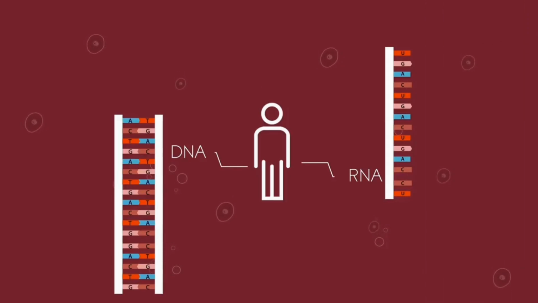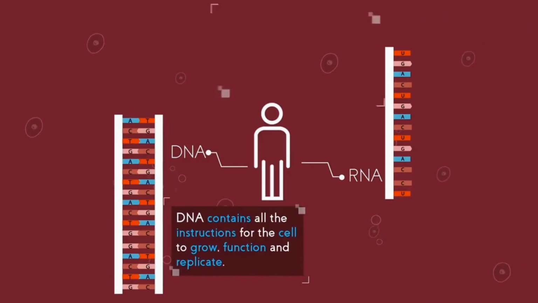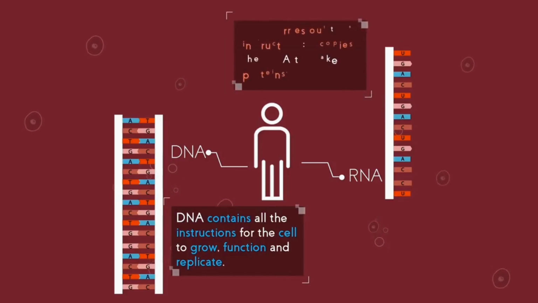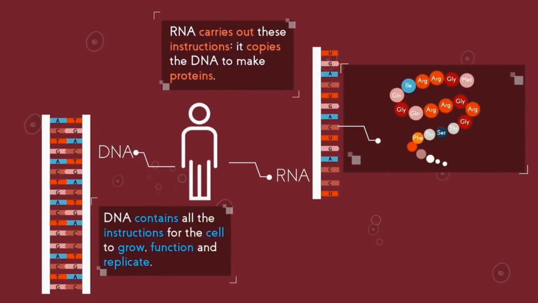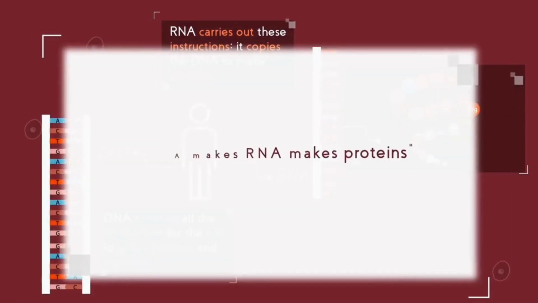We have both DNA and RNA in our bodies. We need them both. DNA is the blueprint. It contains all of the instructions for the cell to grow, function, and replicate. The RNA carries out these instructions. It copies and transfers the genetic code from the DNA to ensure the relevant proteins are made. So just think of it as DNA makes RNA makes proteins.